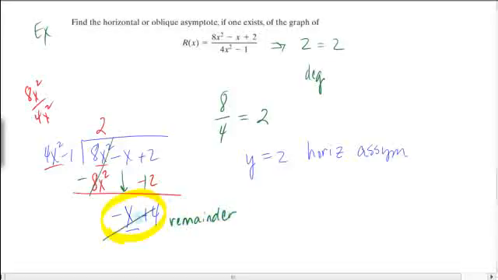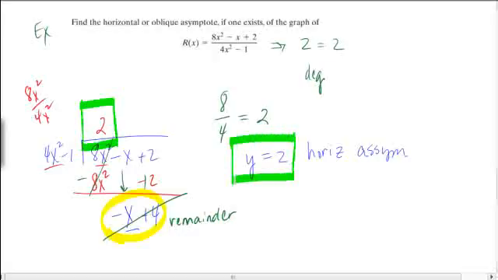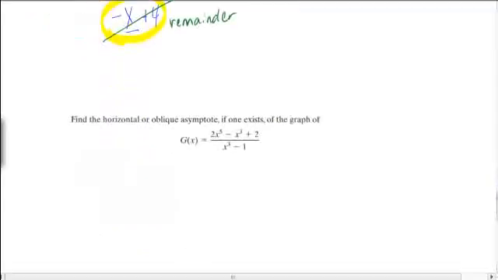Okay, that's the remainder. And what I'm left with is the number 2, and that happens to be the answer that we got by just looking at the coefficients to begin with. Okay? So you can do long division on that if you really want to, but you don't have to. Now let's look at one more example.